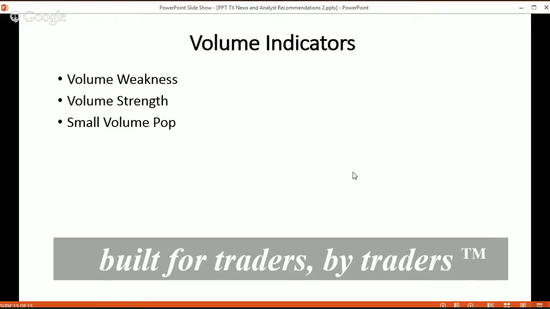Volume indicators will also report on volume weakness and volume strength. In a volume weakness example, the stock is continuing its decline along with volume. The inverse would be volume strength, meaning volume is coming in as the stock is increasing in price, so there's price action along with volume. You'll also see something called small volume pops, meaning it can be temporary. It may not have much price action, but you'll see a bit of volume coming into the security.